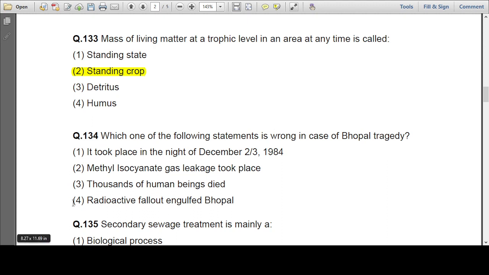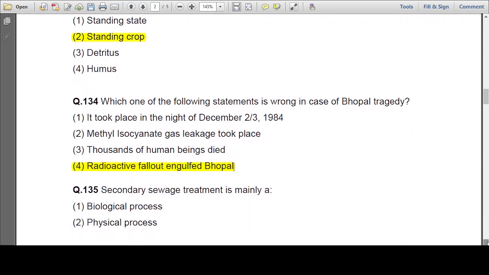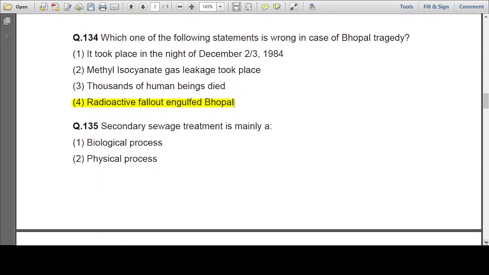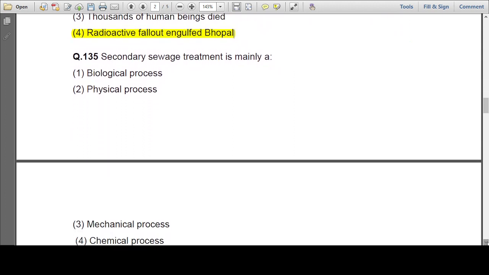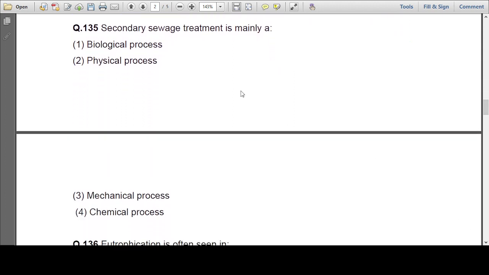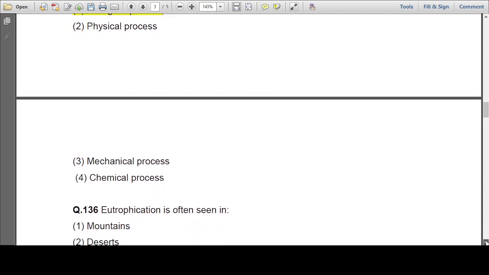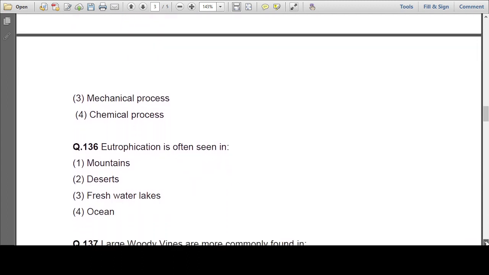So the correct answer will be option number 4, because there is no sign of radioactivity in the Bhopal gas tragedy. Now move on to question number 135. Secondary sewage treatment is mainly a biological process, from class 12th chapter number 10. In secondary treatment they have mentioned it is also called biological treatment.